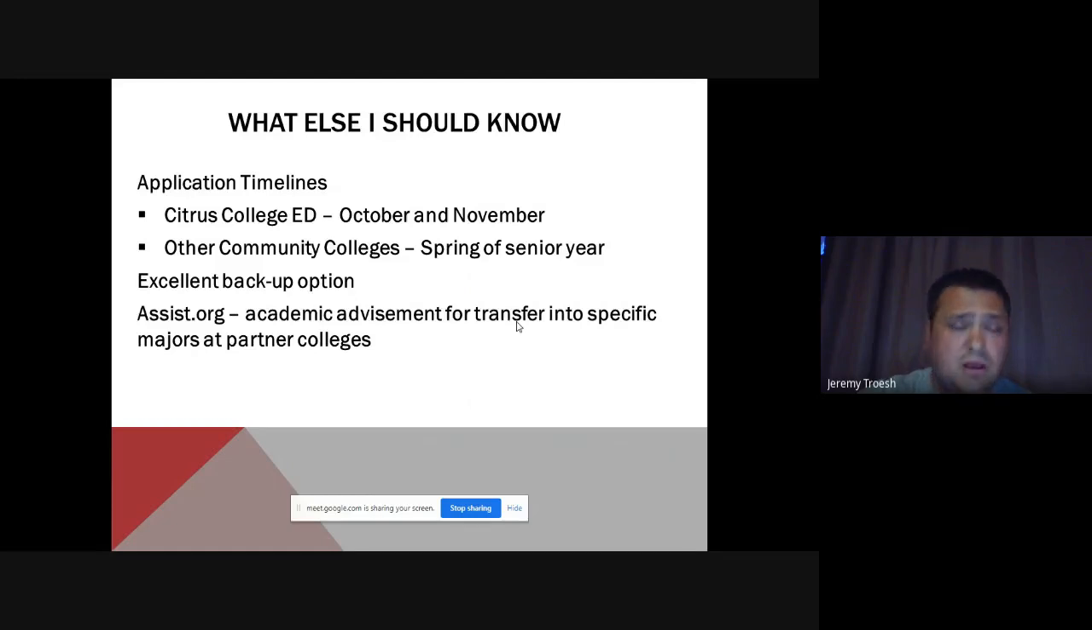Especially using the Citrus College early decision. Because it's not binding, you're not losing anything by applying early decision for Citrus College.